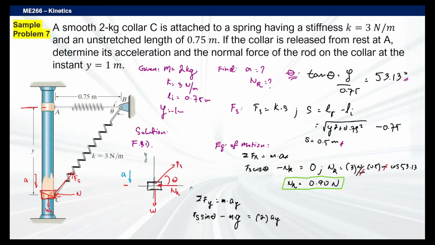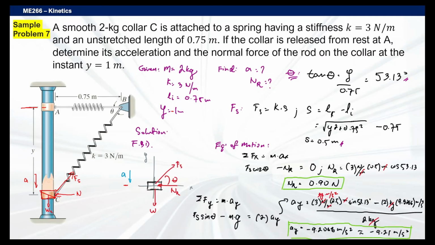Isolating, I think we already have all our givens here. Isolating everything, we will have the following. There we go. And ay is simply negative 9.21 meters per second squared. Now, if you think it's a little bit fast, you can always go back and review.